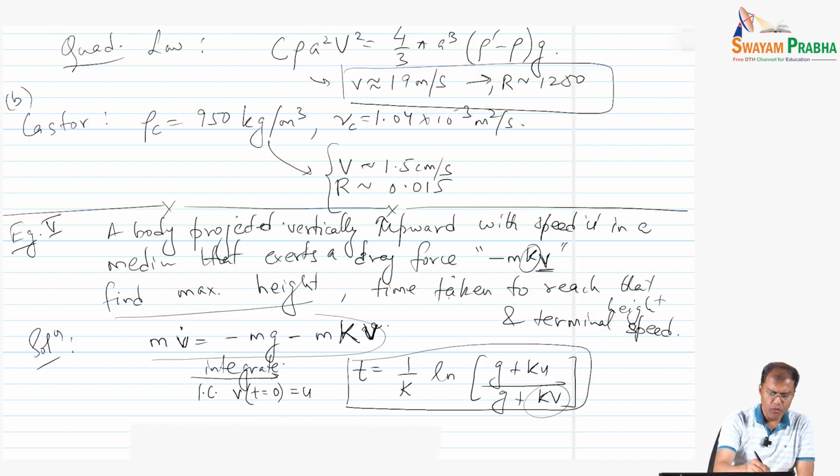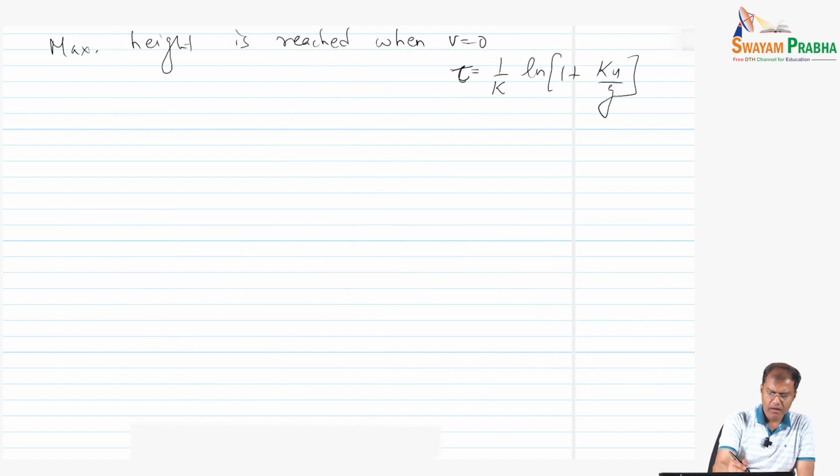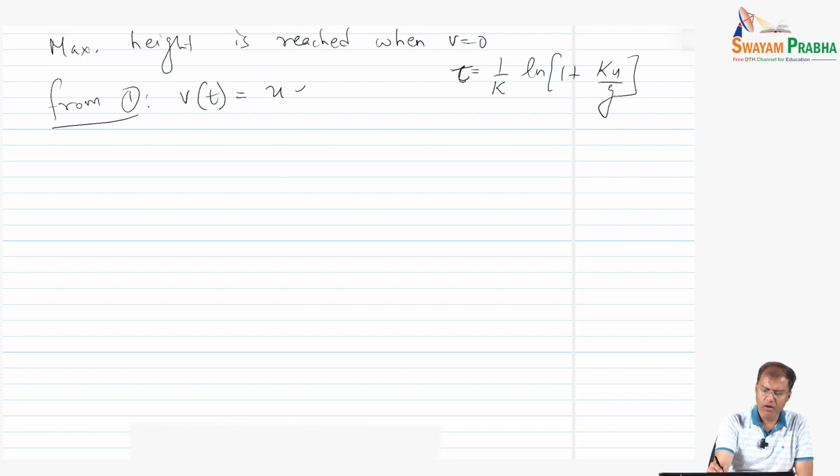So again, if we look at this particular equation, let me call this expression 1, and we find from 1 that if we find v as a function of t, we are going to get v as a function of t comes out to be the following: e to the power minus kt minus g over k times 1 minus e to the power minus kt, right? And so this is the formula for velocity.